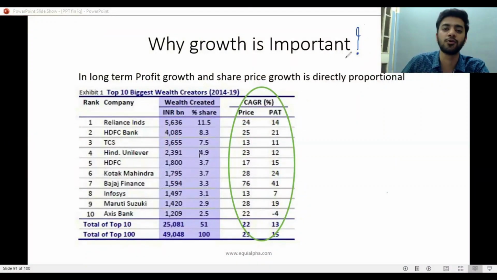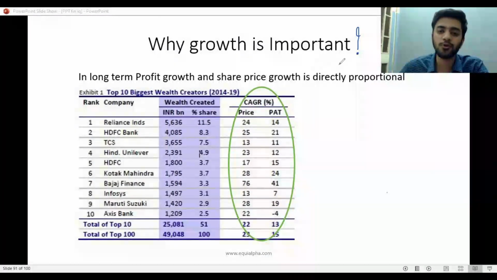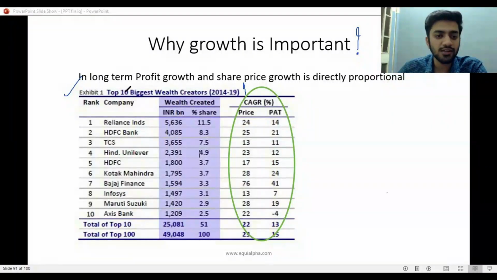Why is growth important? Why are we hunting for growth? In the longer term, profit growth and share price growth are directly proportional. And why am I saying that? Look at this. The top 10 wealth creators from 2015 and 2019, and even before that, it's been found the same. These are the top 10 biggest wealth creators. This is their price CAGR and profit CAGR. Look at this, you'll find that both are proportional.